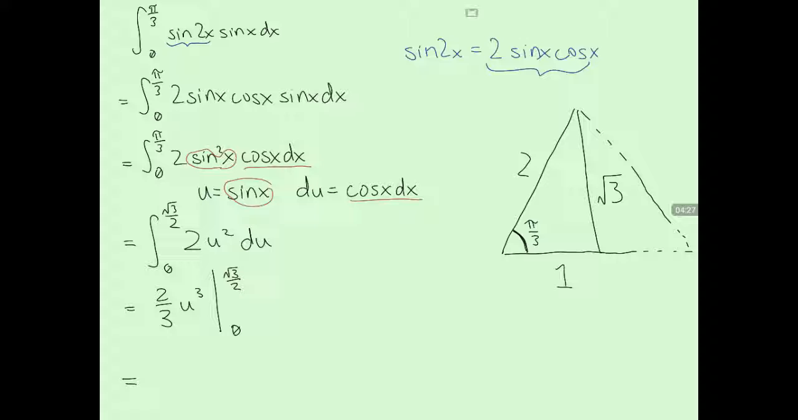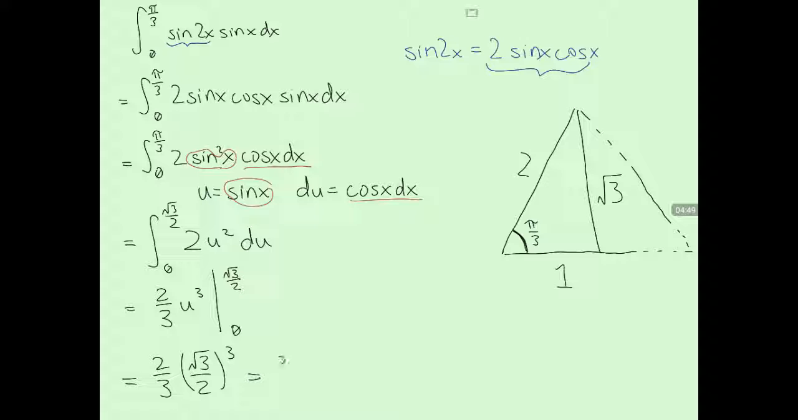So what this is going to equal is 2 over 3 times root 3 over 2, all cubed, minus 2 over 3 times 0 cubed. That's just 0. Minus 0 doesn't do anything to our final answer. So this is our answer.